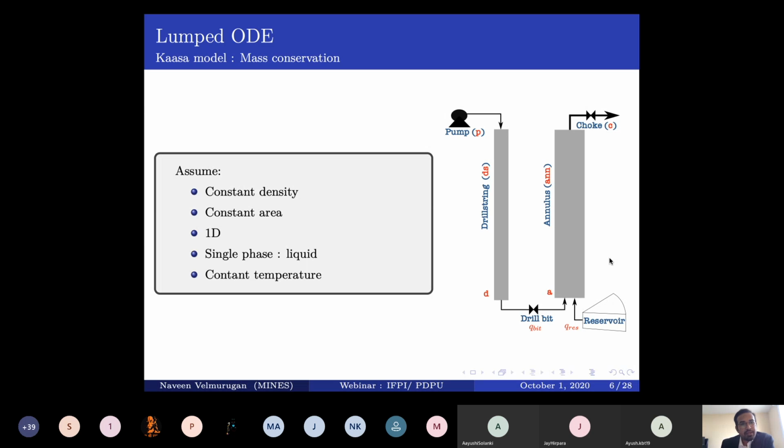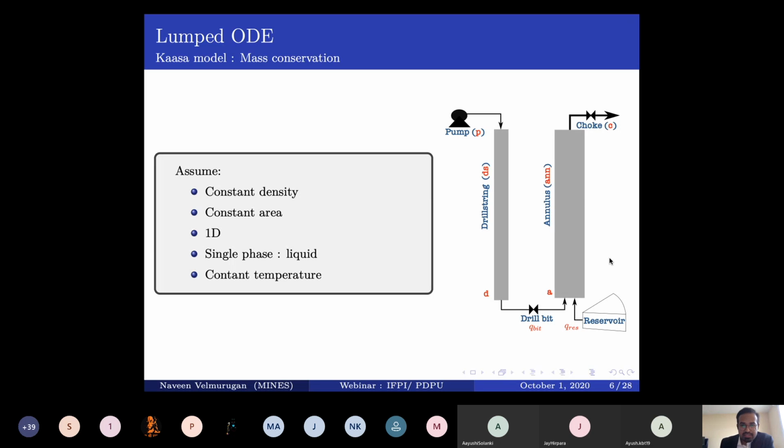Let's take a look at the derivation of such models. I'm going to first present a model that is already available in the literature. We famously call it the Kaasa model in the MPD community. Kaasa is the one who heads the Kelda Drilling Controls company. I have attached his reference at the end, and he's the one who designed such a simplified hydraulics model.